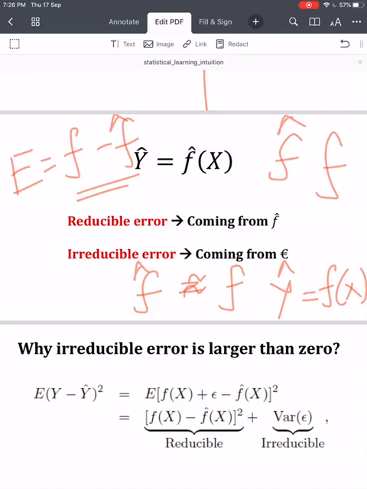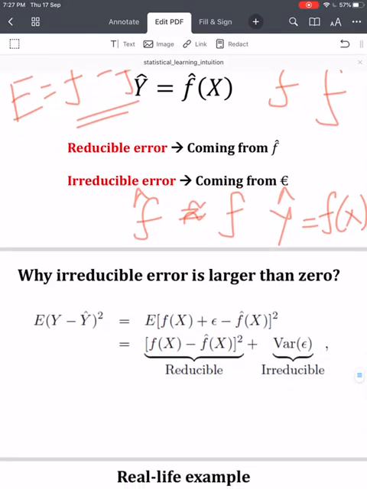In machine learning, our focus will be to minimize the reducible error. We cannot reduce this epsilon factor, this unmeasurable random factor. So in statistical learning, our target will always be to minimize the reducible error. It is important to keep in mind that the irreducible error will always provide an upper bound on the accuracy of our prediction for y, and this bound is almost always unknown in practice.